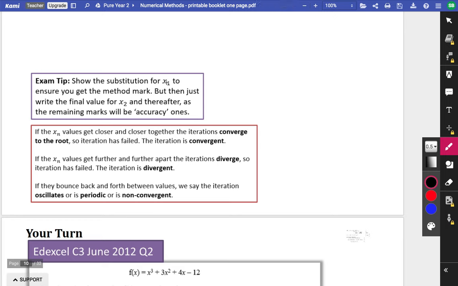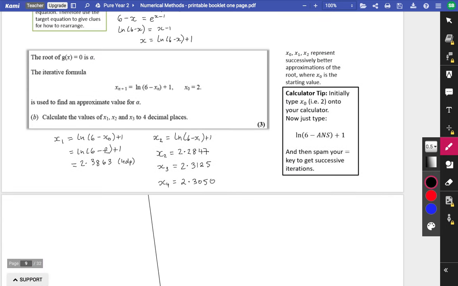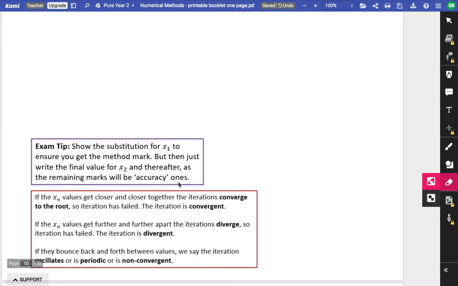Now I've written down on the next slide, all you really need to do is show the substitution for x1 just to get the method mark. When I say the substitution for x1, I just mean show this substitution that you've actually got here, so that you know how to substitute into the formula. Then you can just use the answer button for that. So you just write the final value for x2 and thereafter, as the remaining marks are just for accuracy ones.